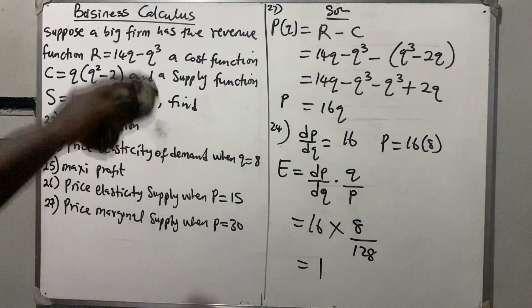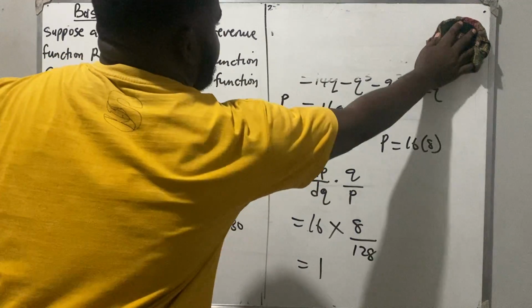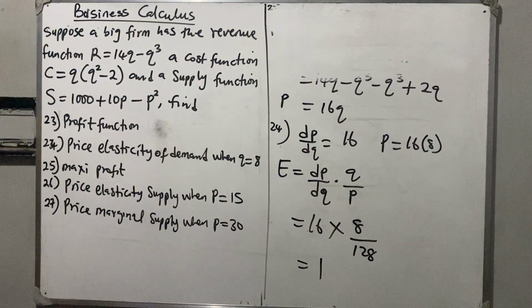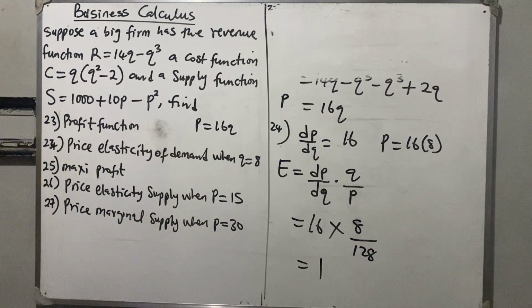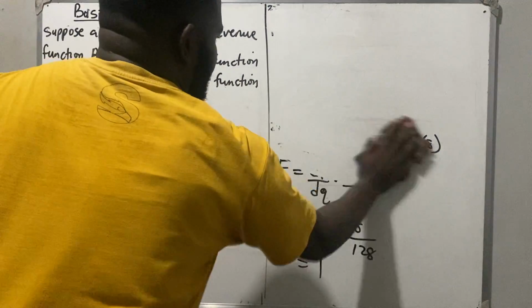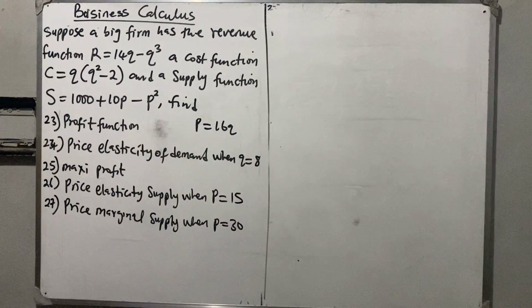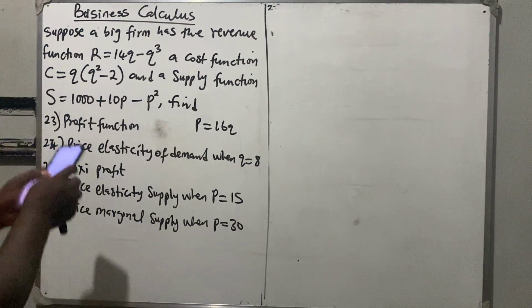Because I don't have space, permit me to clean here to solve the next one. Are we still using price? So let me write out my price. My price is 16Q, in case we are going to use it. Okay, so we move to the next one, and the next one said the maximum price. To get the maximum price here, I think there's a typographical error here.